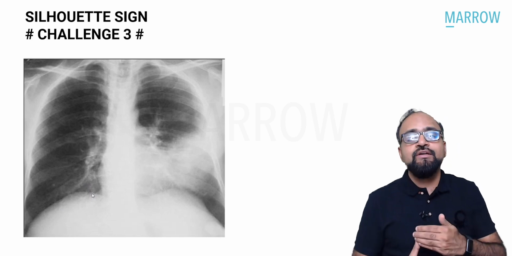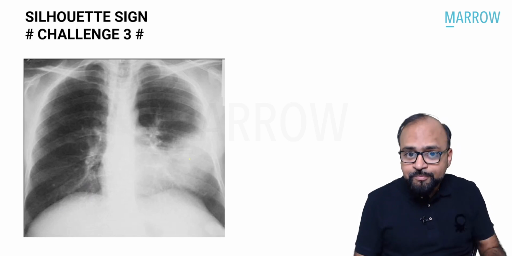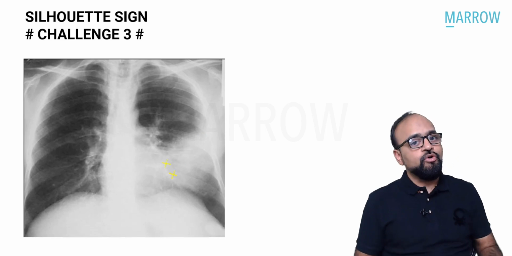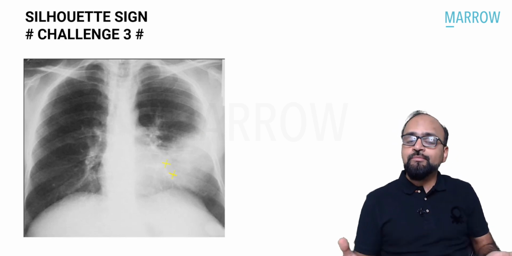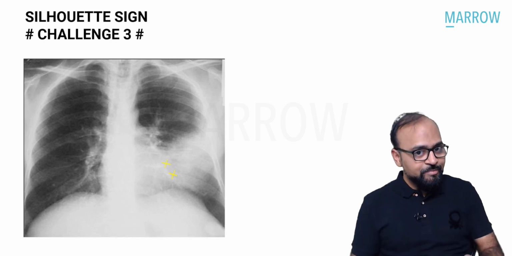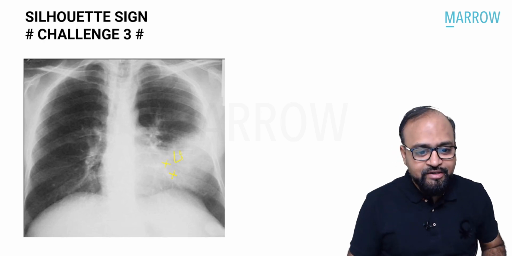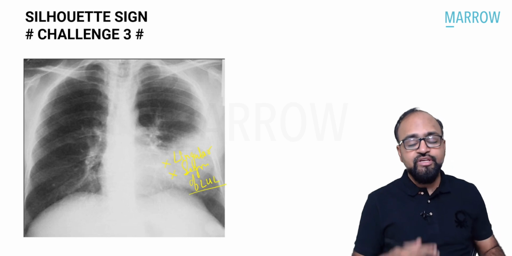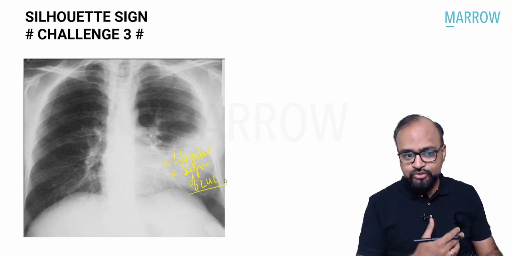Look at this, there is an opacity, haziness in the left paracardiac area, and wherever the opacity is, the left heart border is not visualized. If the left heart border is not visualized, disease lies in the left paracardiac area. What is the left paracardiac area? It is nothing but the lingular segment of left upper lobe. This is the lingular segment of left upper lobe consolidation.